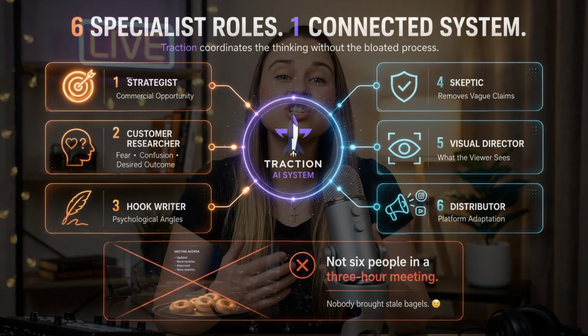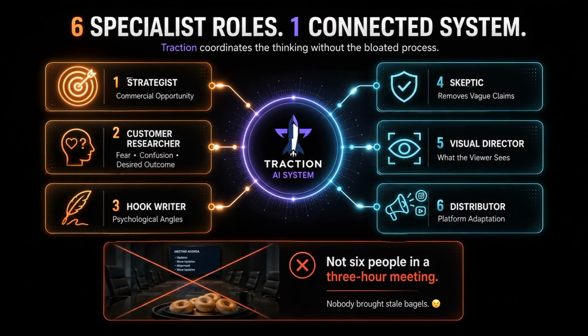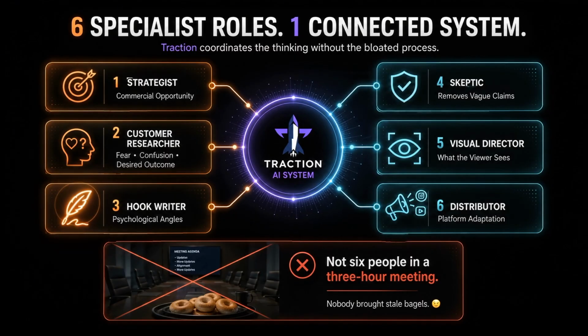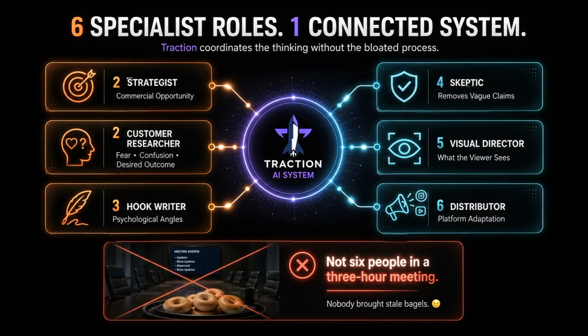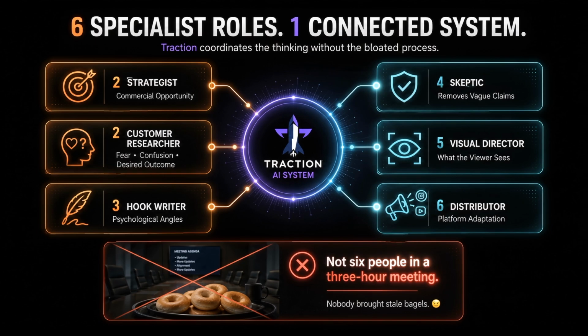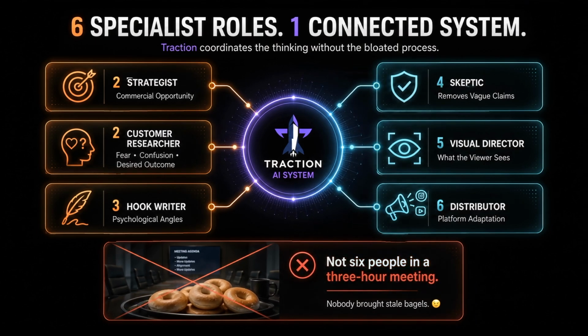Once the system understands the business and the customer question, it can examine the idea from several different angles. The strategist looks for the commercial opportunity. The customer researcher identifies the fear, confusion, and desired outcome. The hook writer develops openings from different psychological angles. The skeptic removes vague or unsupported claims. The visual director decides what the viewer should see. And the distributor adapts the message for each platform.